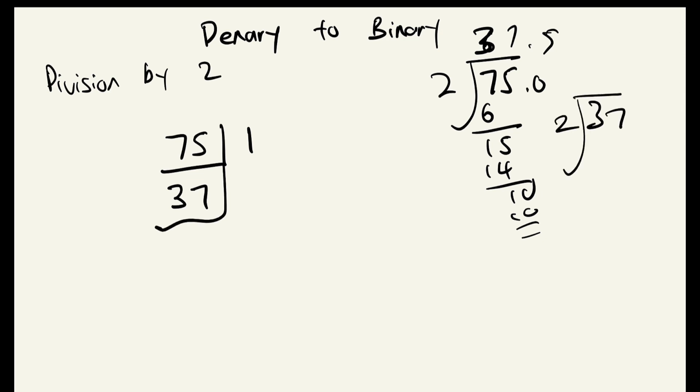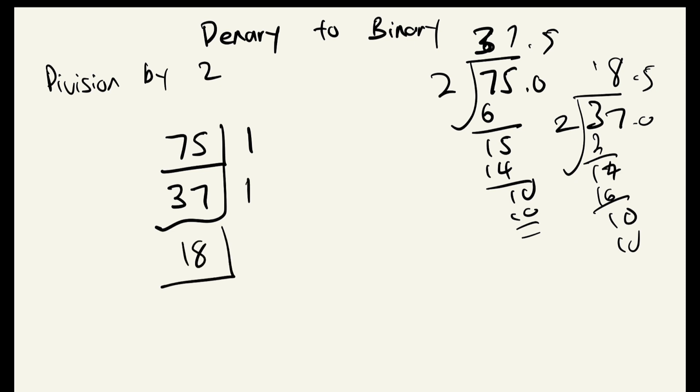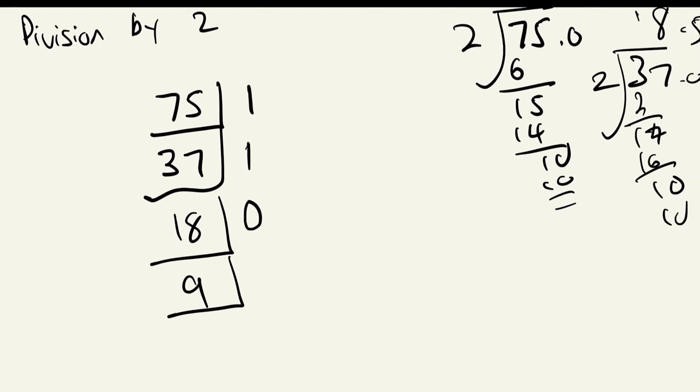If we divide correctly, that will be 18.5. There is a remainder, but we don't write that remainder in the box. Instead, we write 18 right on the bottom. And 18 divided by 2 is definitely 9, so there is no remainder. So we're going to write that as 0, and we'll write 9 just right below there.